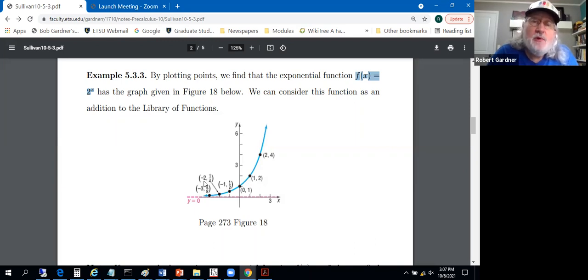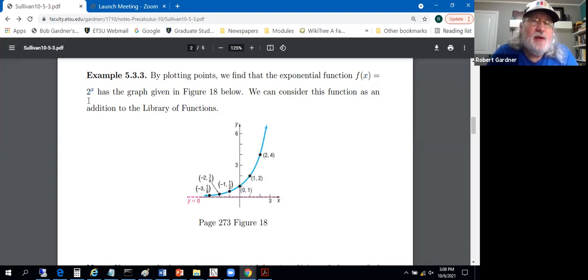-2, 2 to the -2 would be 1 over 2 squared. That's 1/4. Plug in -2, get out 1/4. Plug in -3, get out 1 over 2 cubed. That's 1/8. So what's happening is, as we move to the right, we're getting bigger and bigger values, and quite rapidly, this grows exponentially. As we move to the left, we're getting smaller and smaller positive numbers.